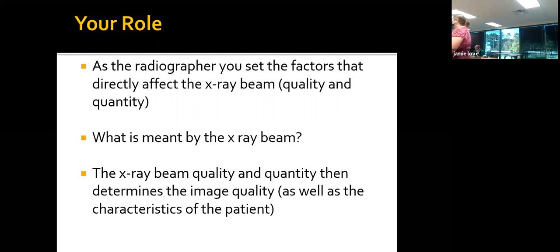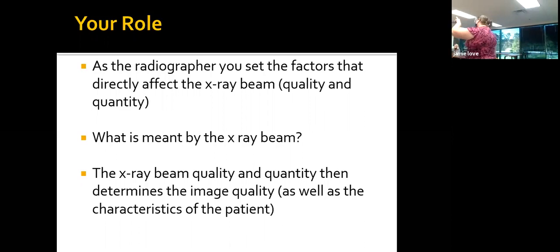exposure. When we're setting that, we're telling the machine how many x-rays we want, and how much energy we want them to have. So by setting our factors, we're trying to balance for the part we're x-raying, the energy that's going to go through it, how much is going to get through to the image receptor, and how much is going to be absorbed in the bones or the body, and then how many we need.